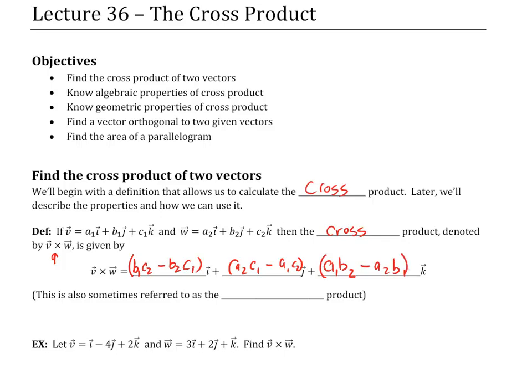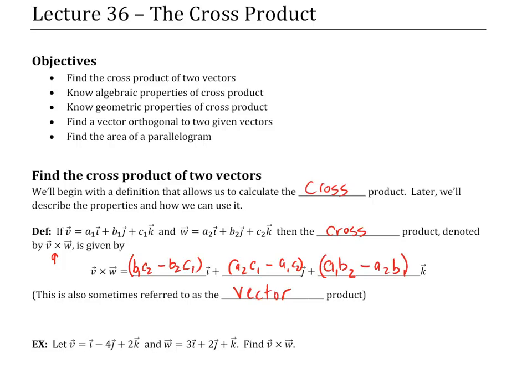Trying to find a pattern among that is going to be a little bit challenging. There's some patterns there, and I'll encourage you to think through how you might remember that, but the truth is you don't actually have to, because there's another way we're going to write down this formula later on that helps you remember it much easier. This is also sometimes referred to as the vector product.